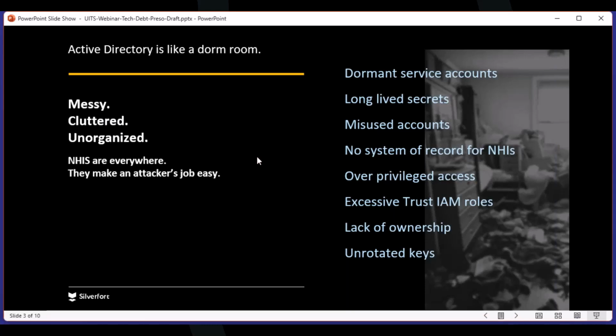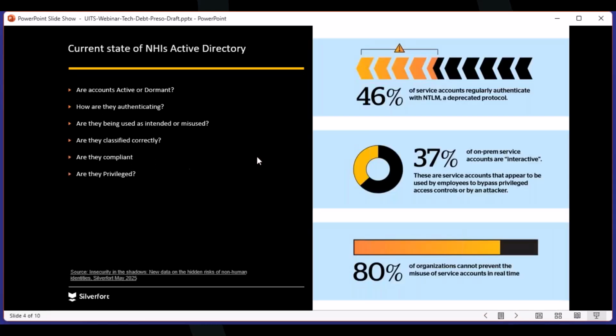Sweet. Okay. So what's the current state of Active Directory? We talked a little bit about how do you discover whether your accounts are active or dormant? How do you differentiate? What metrics do you use to ensure that you know that it's something that should be there? How are they authenticating? So in Active Directory, it's NTLM or it's Kerberos. Do you know what everybody's using? Do you have an easy mechanism to say which is which and why it should be that?